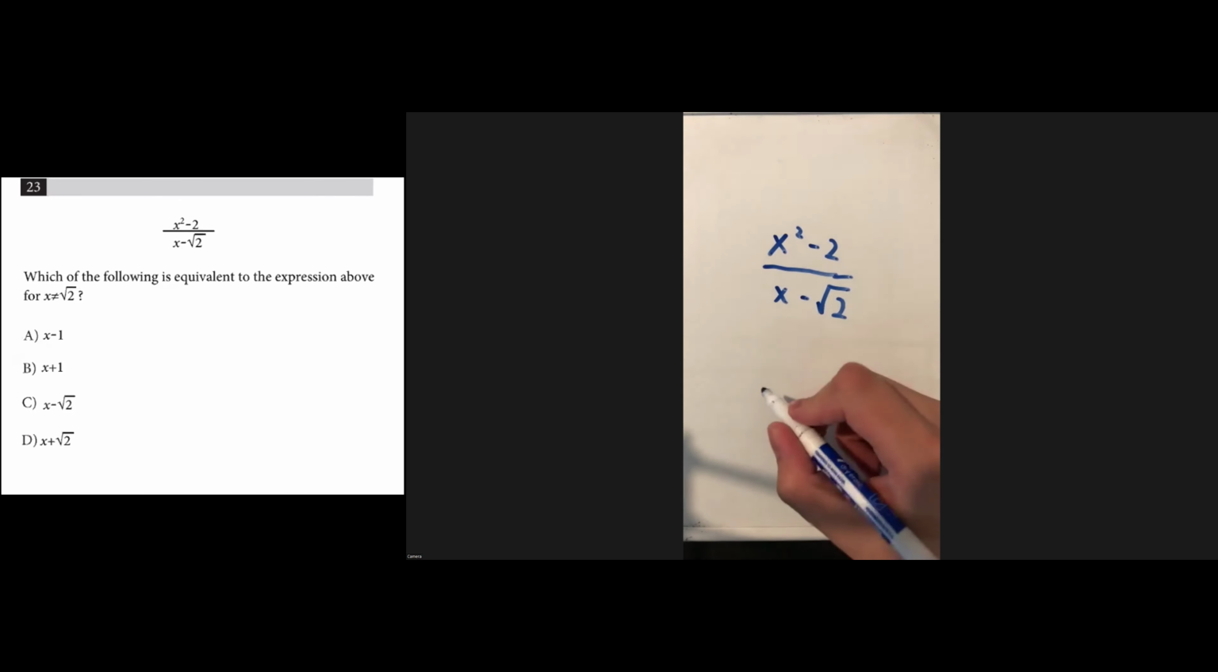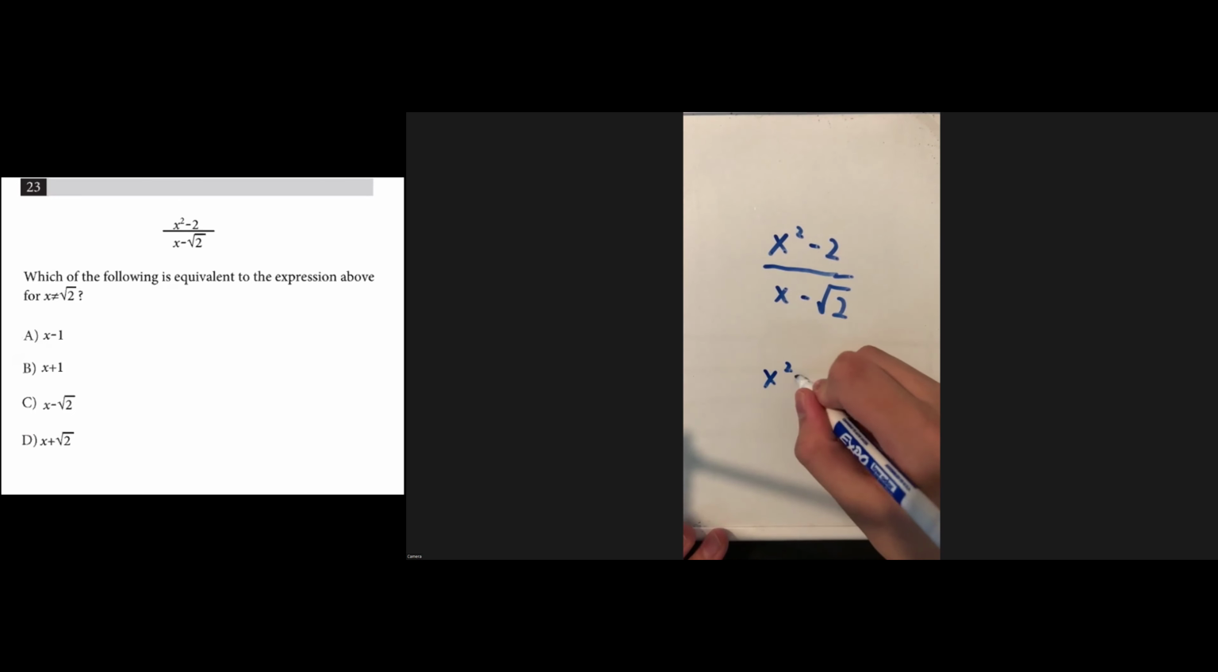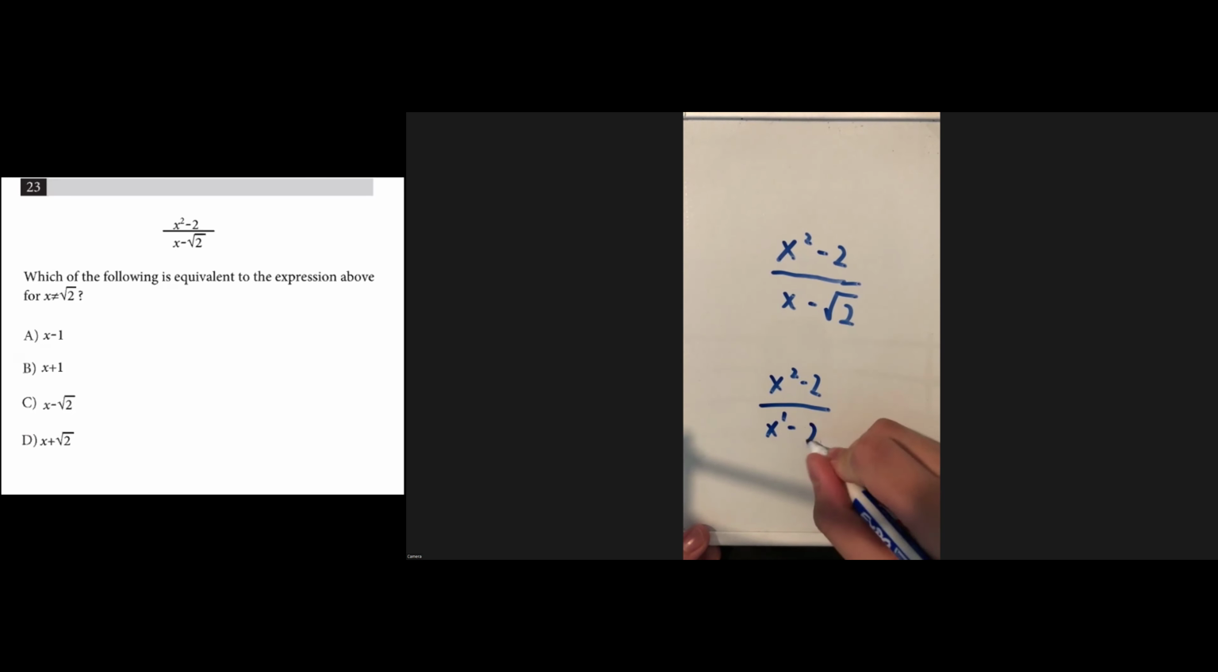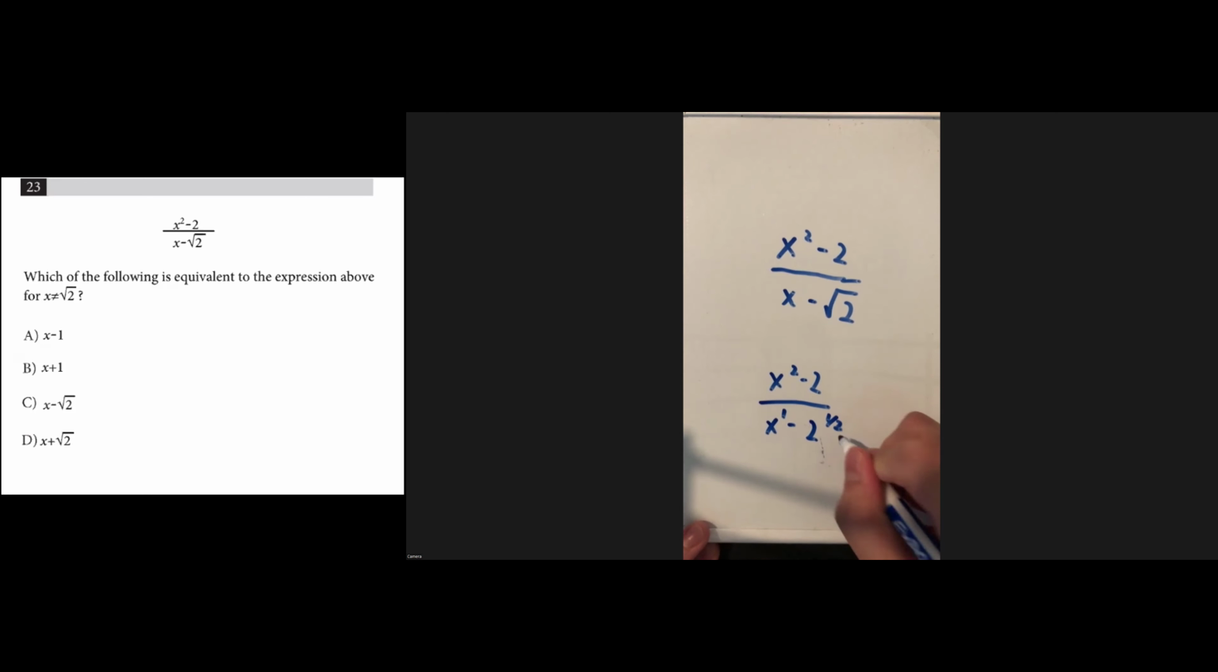Okay, so we're on question 23. All we have to do is apply our exponent rules. On the top, we have x squared minus 2. And then on the bottom, we would have x to the first minus, and then root 2 is the same thing as 2 to the power of 1/2.